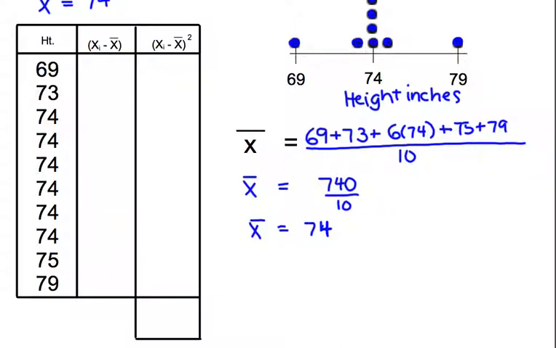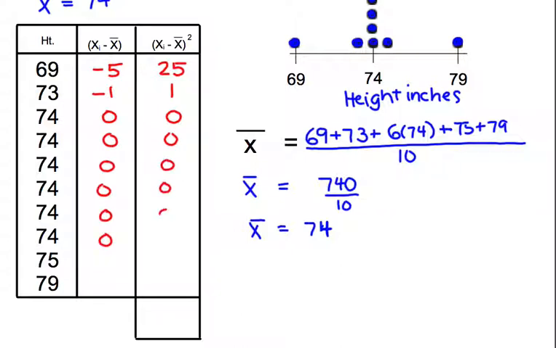So again, we're taking from 74. So we say, what is 69 minus 74? Well, that's negative 5. Then we're going to square it. Negative 5 times negative 5 is 25. Now the next one, 73 minus 74, negative 1. Square it, and we get 1. Now we say 74 minus 74 is 0. We square it, we get 0. So no change in each of these 6 basketball players.